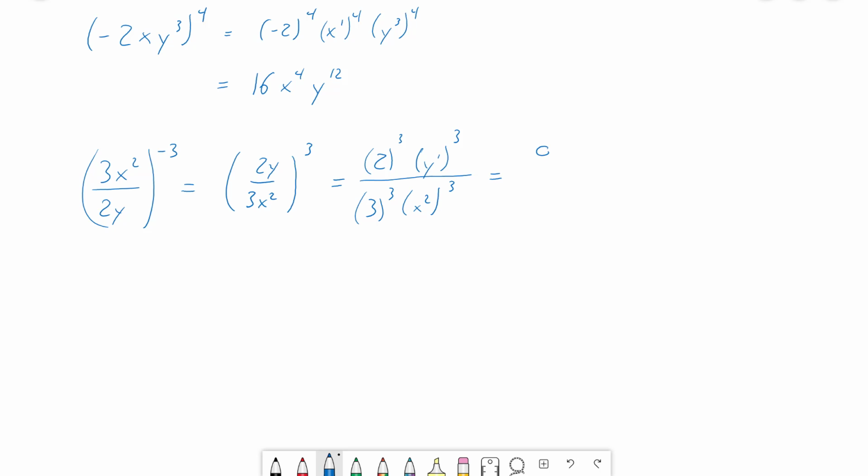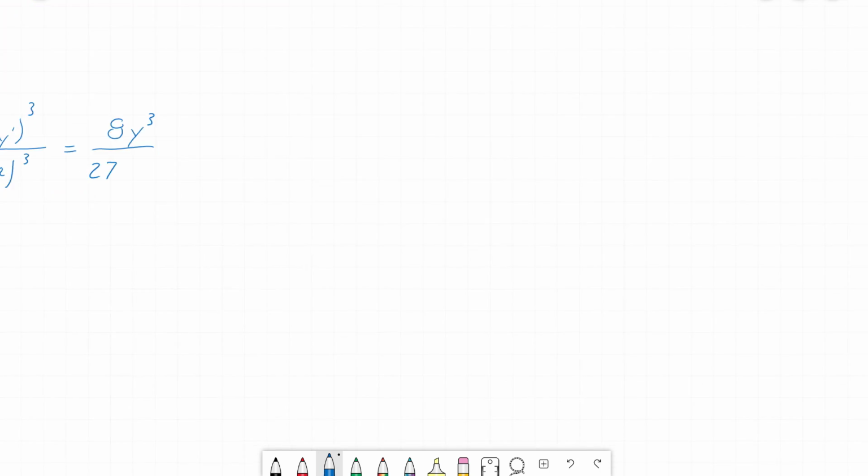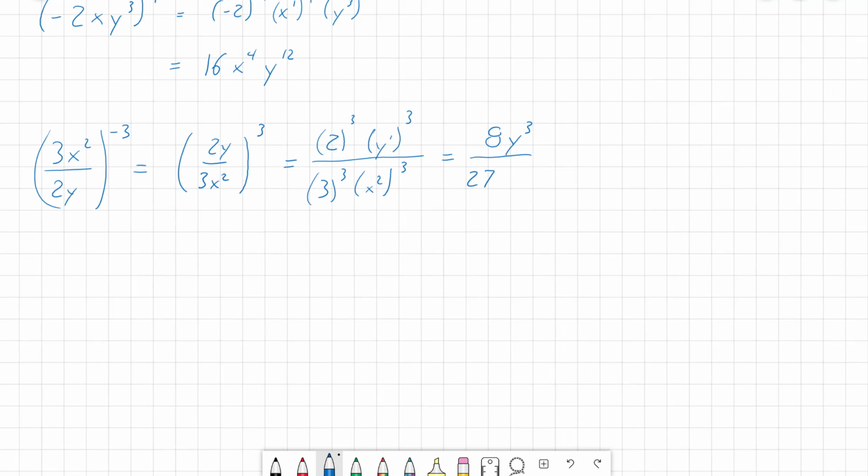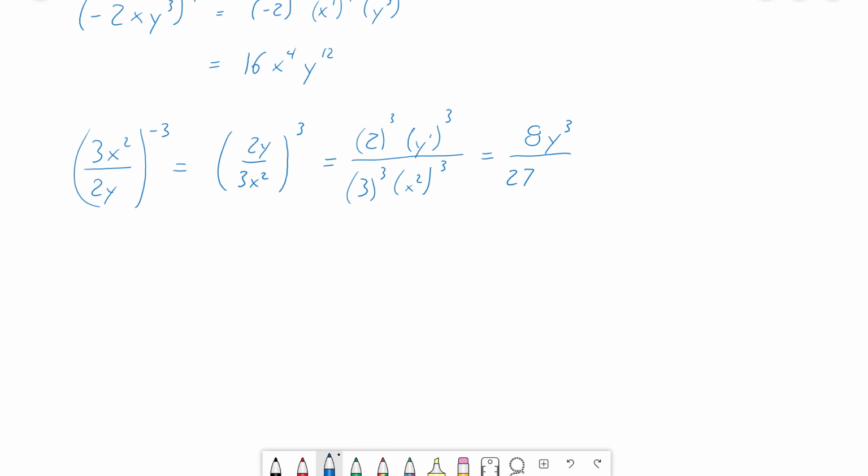And 2 to the third, that's 2 times 2 times 2, that's 8. We multiply the exponents, y to the first to the third. 1 times 3 is 3, so we get 8y to the third. 3 to the third power is 27, 3 times 3 times 3. And x to the second to the third, we're going to take 2 times 3, that's 6. So we're going to end up with x to the sixth power.